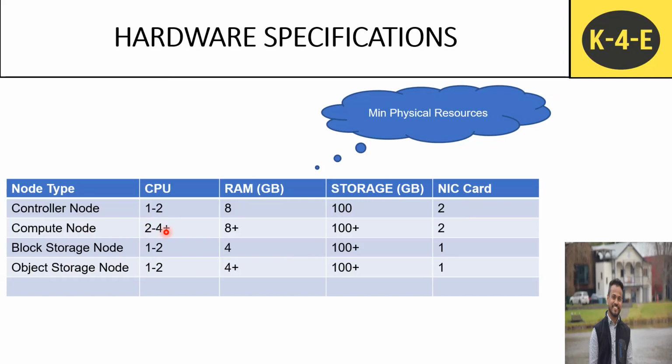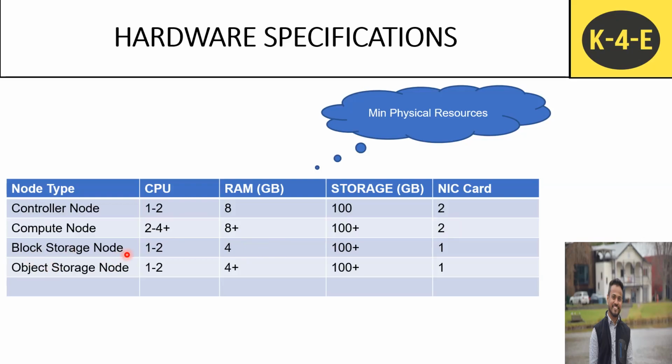Then talking about the compute node, it should have minimum 4 plus CPU. You should always go with more than 4 CPU. You can deploy with 4 CPU also, but it will be very difficult for you to provide service to any client for creating their VMs. If they create VMs, definitely you will not be able to fulfill their resource requirement. You should have more than 8 GB of RAM, where plus means it should be more than 8 GB, more than 100 GB of storage, and then two NIC cards.